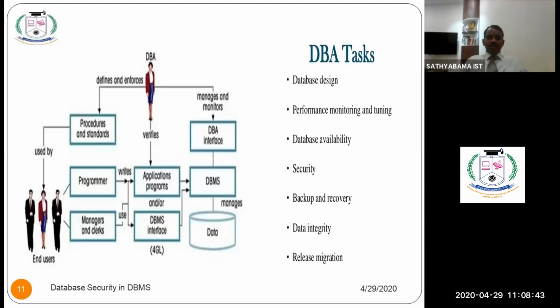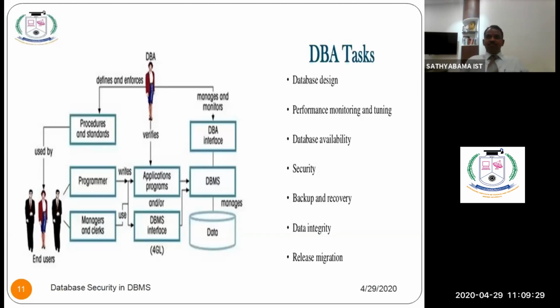The DBA also has various tasks for managing and maintaining the databases. The first foremost responsibility is database design. The DBA decides the description of the database, the schema of the database, how many tables are required to categorize the entire database design, what constraints are enforced in the database, and which applications and roles are used in that database. All of these are decided by the DBA; that is database design.